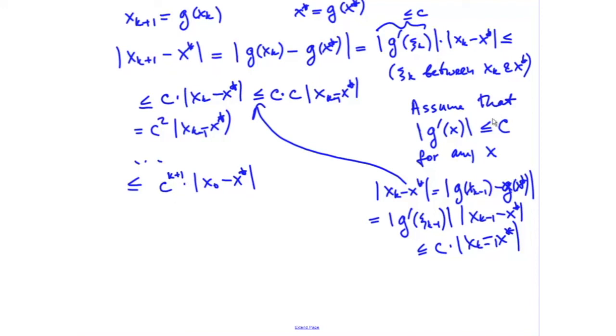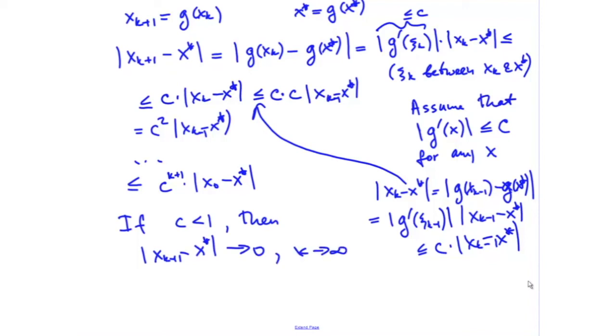And you know, c was just the upper bound on the derivative value for g. Obviously, if c is less than 1, then the error xk plus 1 minus x star will converge to 0 as k tends to infinity, right? So we can see that if the derivative is bounded from above by some constant which is less than 1, then we have the convergence. All right, so then for sure we'll have the convergence to a fixed point.